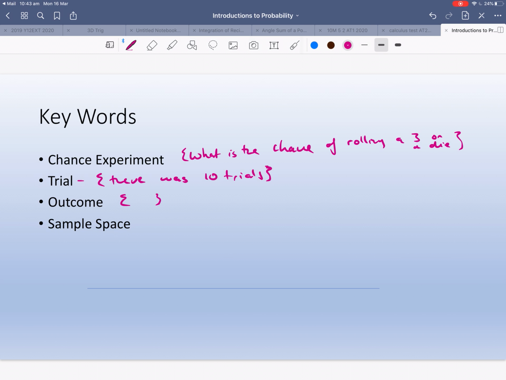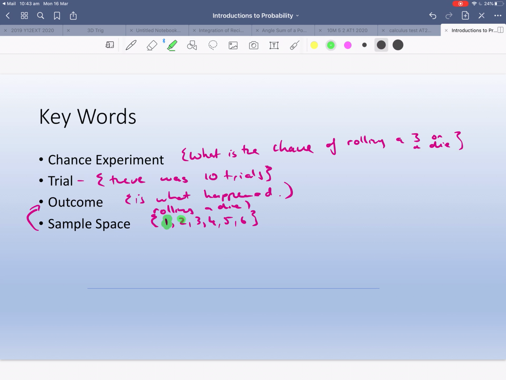So outcome is just, write this down and you write little notes down, outcome is what happened. And sample space is every possible outcome, so it ties in with outcome. If we're rolling a die, the sample space will be 1, 2, 3, 4, 5, 6, because those are all the possible outcomes that we can get when rolling a 6-sided die. That's the sample space. So we write S and we put curly brackets.